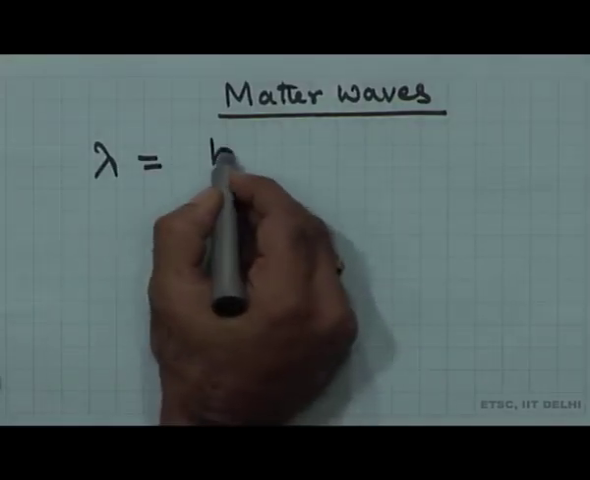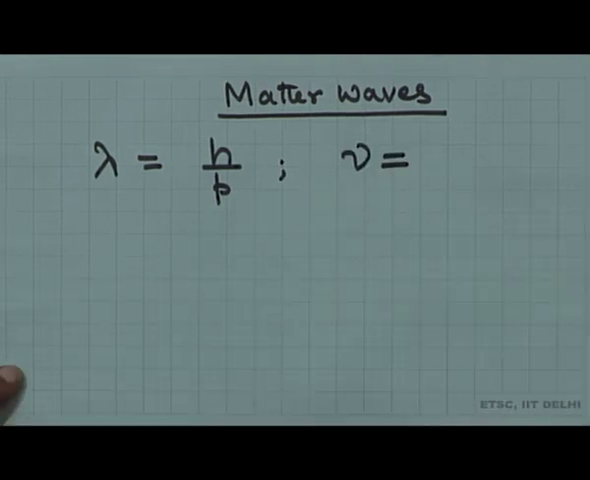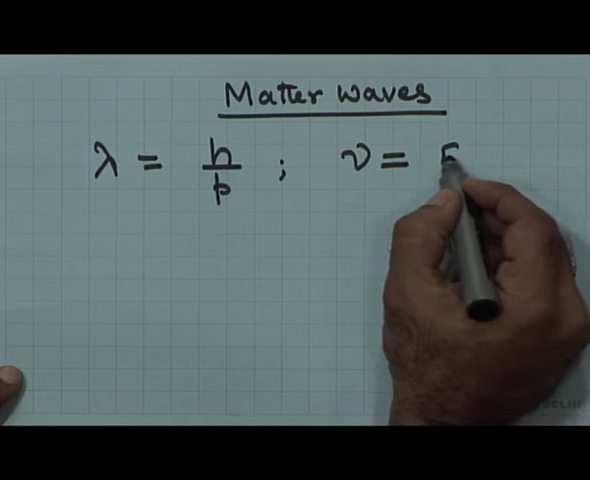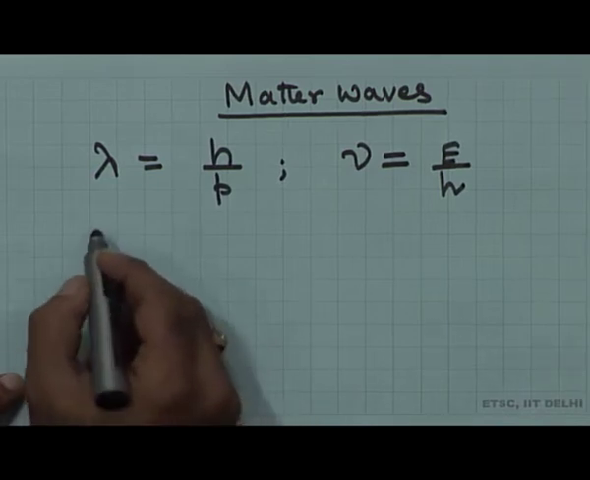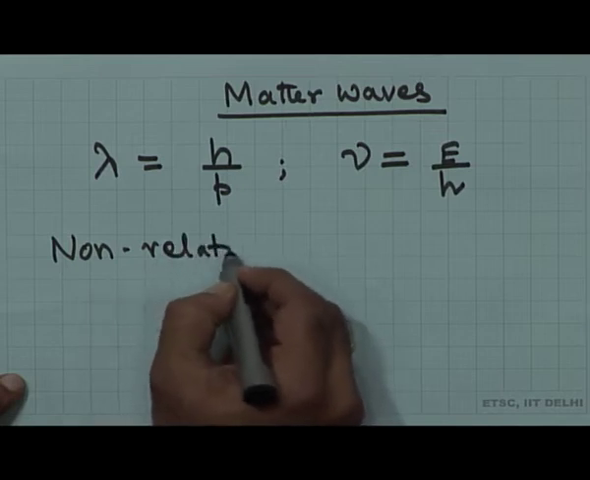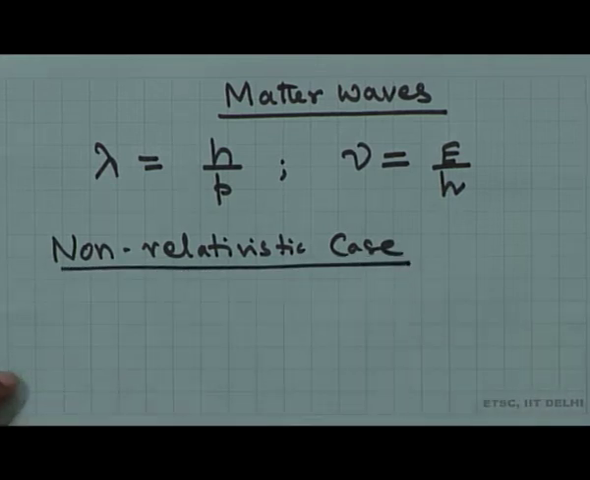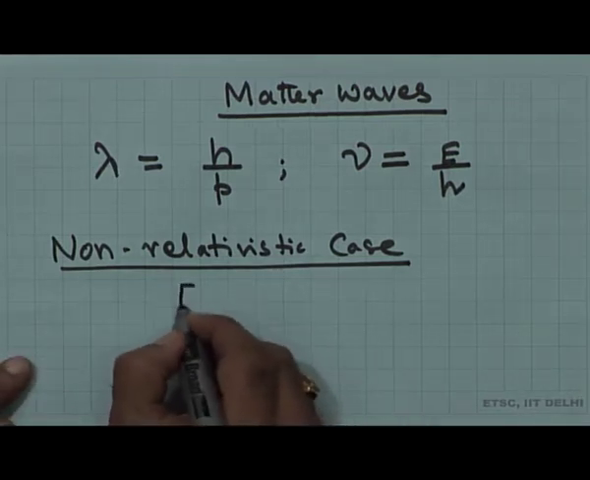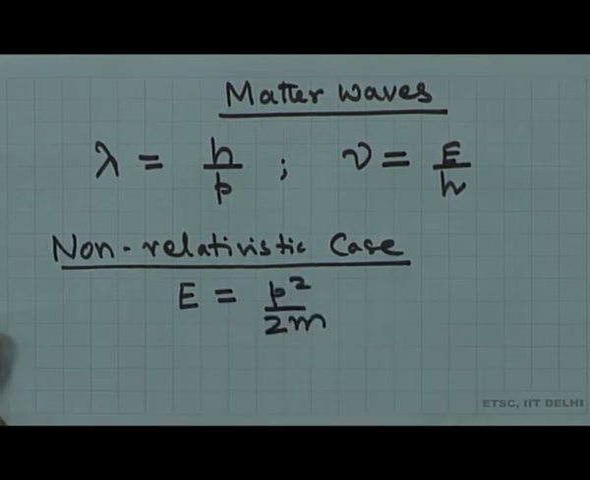I have lambda equal to h by p, and I have nu equal to E by h, because h nu is equal to E. Now what I am going to do is to first consider the non-relativistic case. In the non-relativistic case, we all know the relation between energy and momentum. My energy is simply given by p squared by 2m.